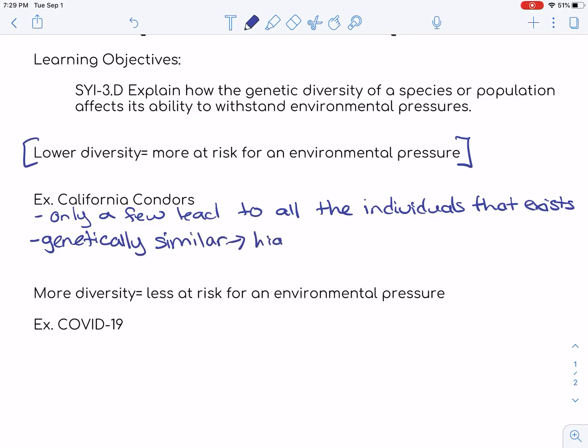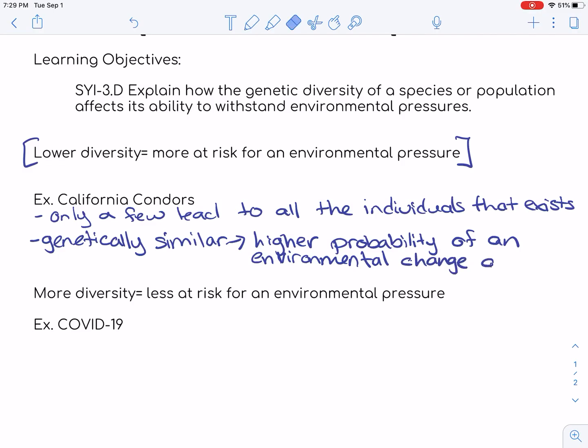So there's a higher probability of an environmental problem or environment change causing problems. They might be more susceptible to climate change. If there's a disease that comes through, it could wipe them out because they're all very, very genetically similar, okay?